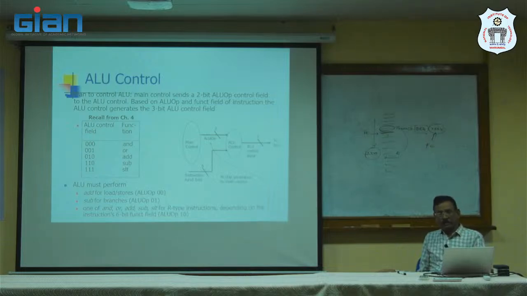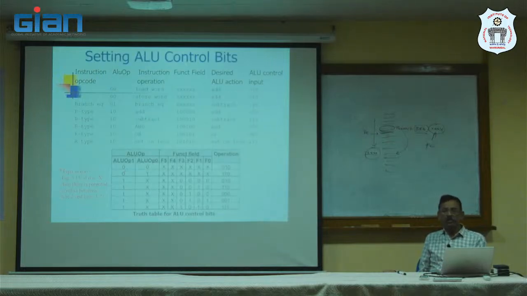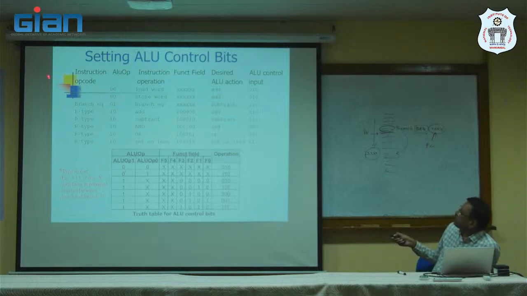Is it clear? So simply, if you know this, then you can write the truth table, the input-output table. This is the truth table format. Load word, store word: ALUOP 00, the add operation. Branch on equal, subtraction: 01. Remaining R type instructions: 10. This is the ALUOP output, the main controller output.